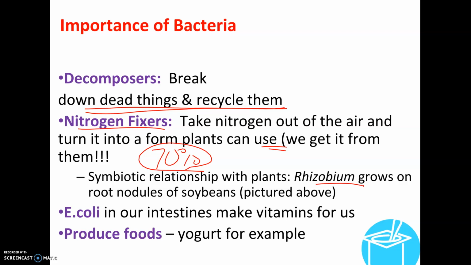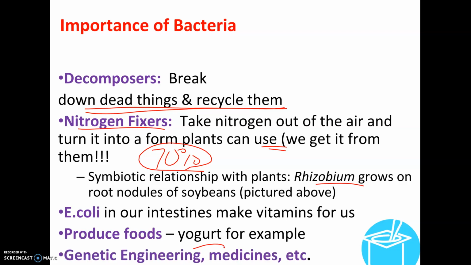We also use bacteria to make certain foods, like yogurt is made using lactobacillus. We make other things. Some cheeses are made using bacteria. Wine is made using bacteria's fermentation. So they're foods and drinks and things that we actually make using bacteria. We also can use bacteria for genetic engineering to make some medicines and things. So there's all kinds of benefits. We don't think of bacteria as being only bad. There's good bacteria and there's bad bacteria.